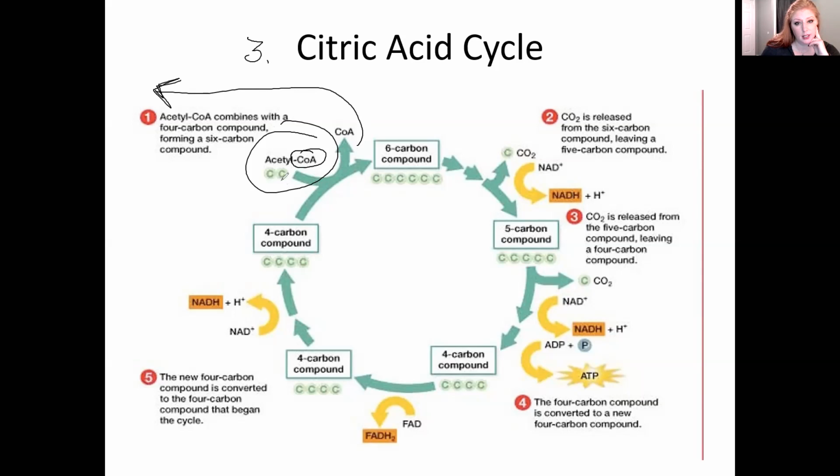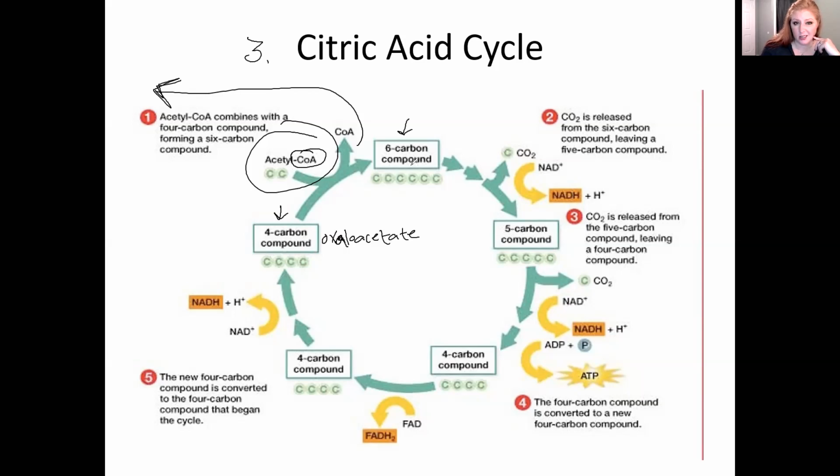So our 2-carbon acetic acid is going to be joined by a 4-carbon compound right here. This is called oxaloacetate. Okay, you do need to know the name of this. This 4-carbon oxaloacetate comes around and it's going to pick up our 2-carbon acetic acid. Basically, what I remember is this 4-carbon molecule picks up this 2-carbon molecule. 4 plus 2 equals 6.